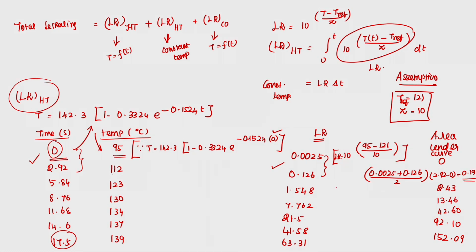The third one, how do you calculate? 0.126 plus 1.548 divided by 2, which would give me one particular average y value, into 5.84 minus 2.92. So, which would give me 2.43. So, like this you can calculate.